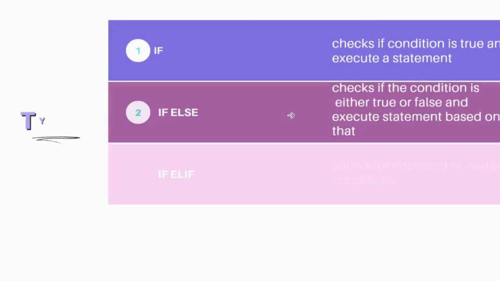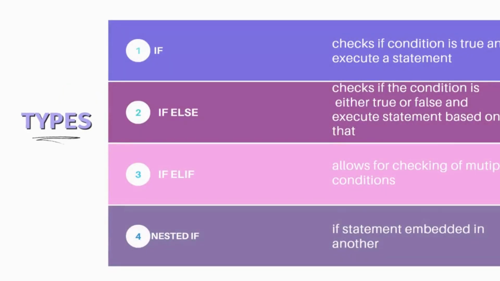There are different ones we have. Here we have the if statement, which only checks if the condition is true and then executes a particular statement. It doesn't check the other aspect. But the if else statement checks if the condition is true or false. It allows you to check for the two conditions, whether true or false, and then the statement is executed based on whatever the condition evaluated to. So if it is true, a statement is executed. If it is false, the statement attached to the else condition is executed.